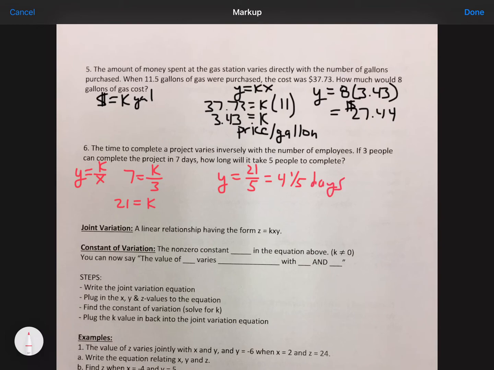So in this case, 21 is the rate it takes. It's how many days it would take one person to complete the project. It would take one person 21 days.